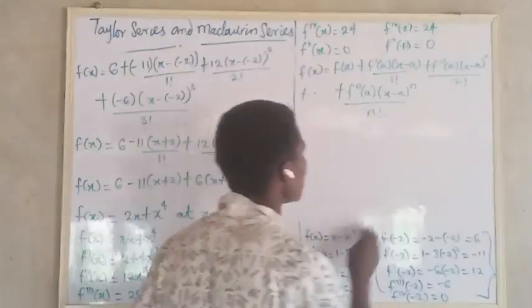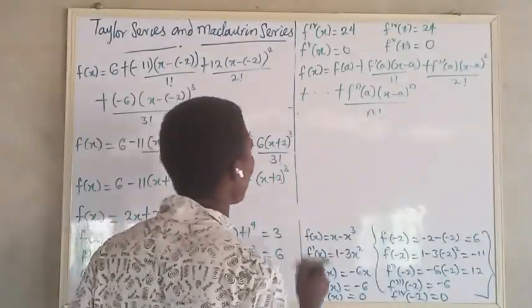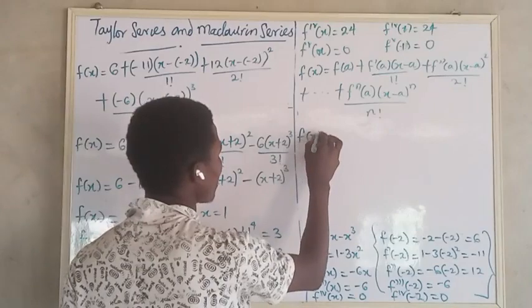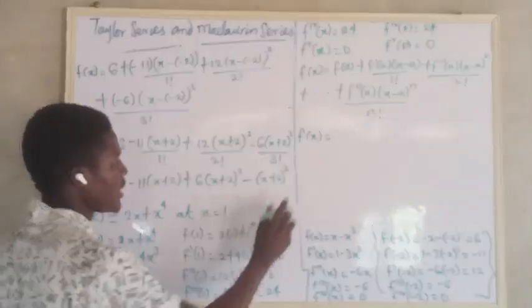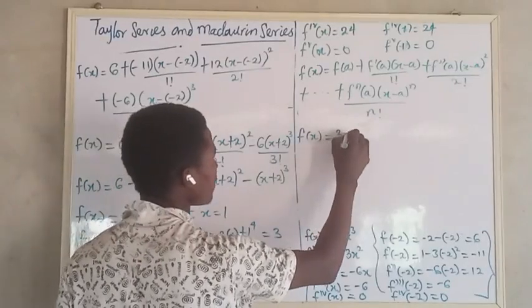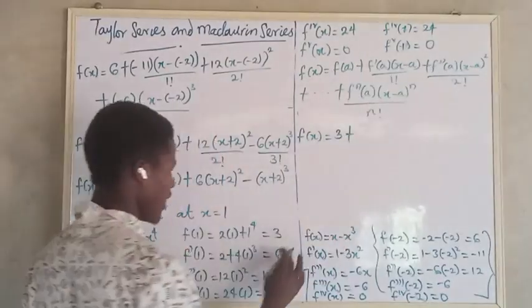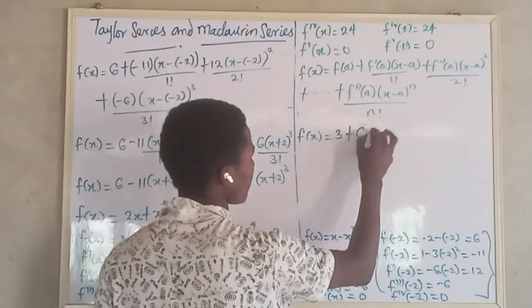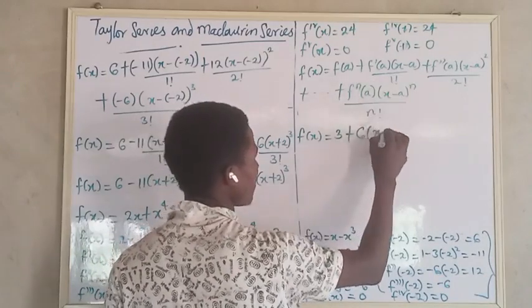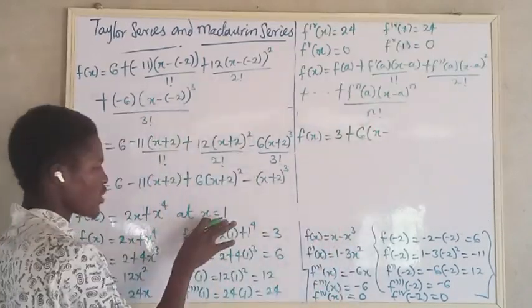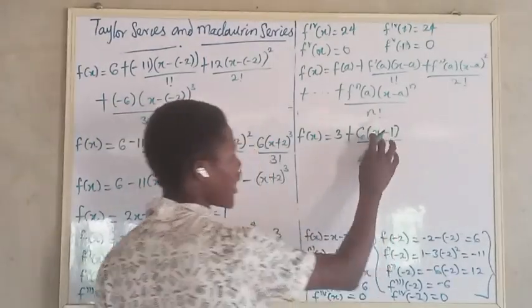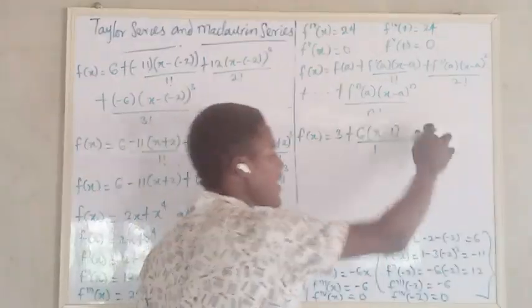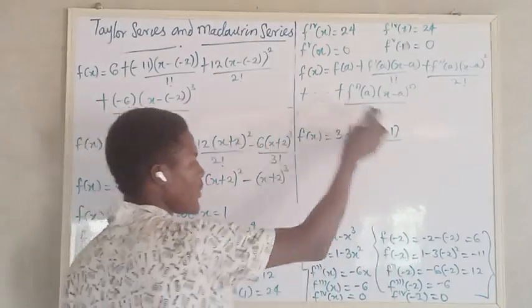So let's finish this. Then I'm going to have f of x to be equal to, what's your f of e? Your f of e is 3. Can you see that now? 3 plus f prime of e, 6, multiplied by x minus, what's your e? Your e is 1. So that's x minus 1 over 1. So you already notice that it will be repeating itself.